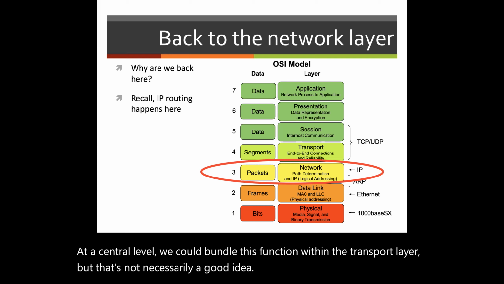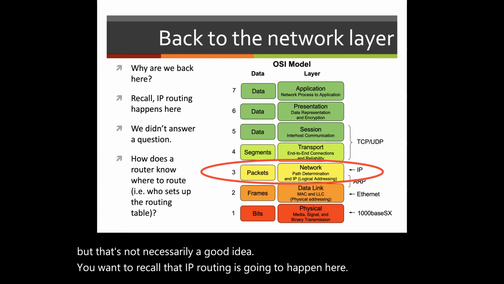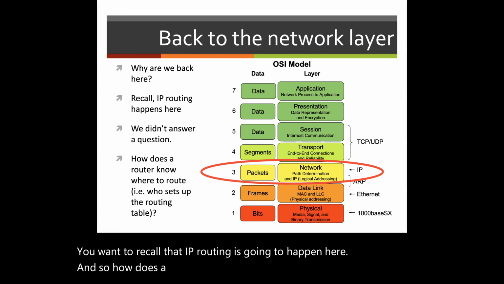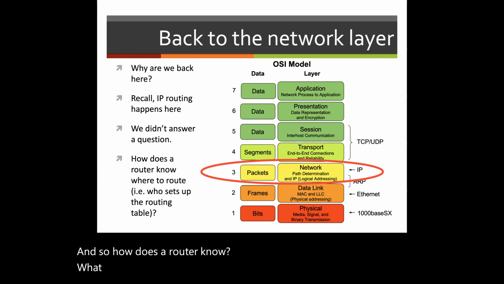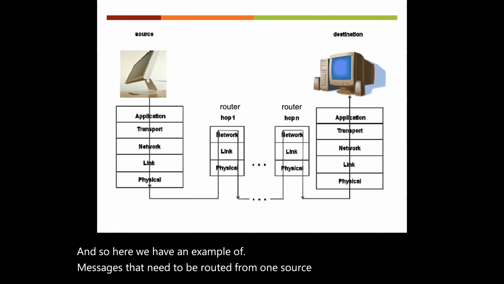You want to recall that IP routing is going to happen here. And so how does a router know what route to take in order to transport an appropriate packet? So here we have an example of messages that need to be routed from one source to one destination.